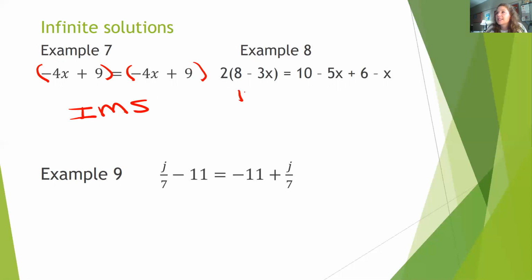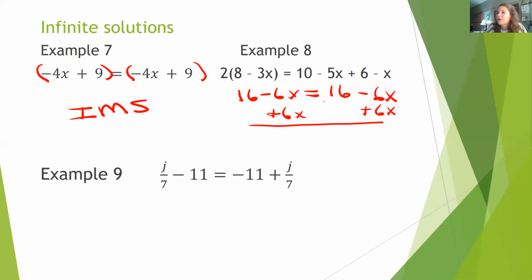All right, example 8, we're going to use the distributive property. So 2 times 8 is 16. 2 times negative 3x is negative 6x equals, we have 10 plus 6, which is 16. Negative 5 minus 1 is negative 6x. And then what do you notice? Everything matches exactly. Or even if I didn't notice that and I continued on, I would say 16 is equal to 16. Oh, that's true. Yes, infinitely many solutions.